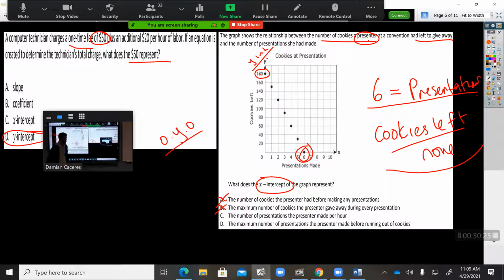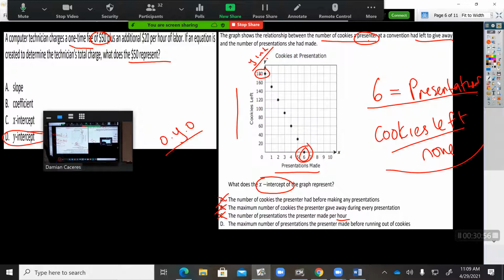Now, answer choice C says the number of presentations the presenter made per hour. First of all, this says hour. Do you see hour in any of these two categories? So the time doesn't matter, right? What matters is presentation being done, how many cookies I give. The time doesn't matter. She could take 10 hours for one presentation. She's still going to give you 20 cookies. You understand? So, simple one to eliminate.